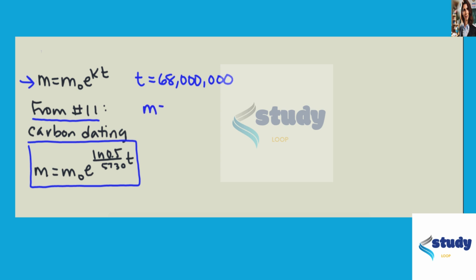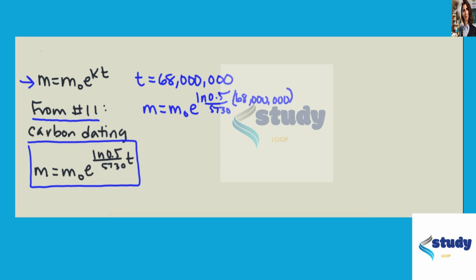So what we want to do is show that this is unreliable as a method for finding the age of a dinosaur. So imagine that the dinosaur fossil is thought to be 68 million years old. So the time is 68 million. What will happen if we substitute that number into this model? So we have m equals m naught times e to the natural log of 0.5 over 5,730 times 68 million.